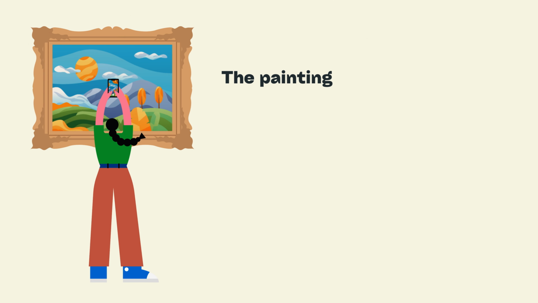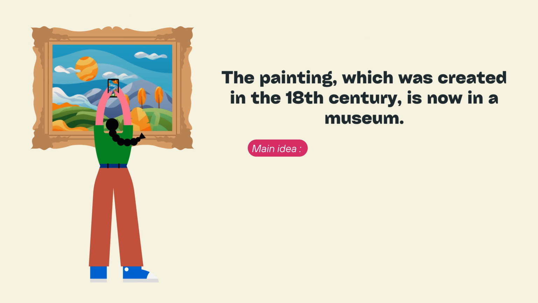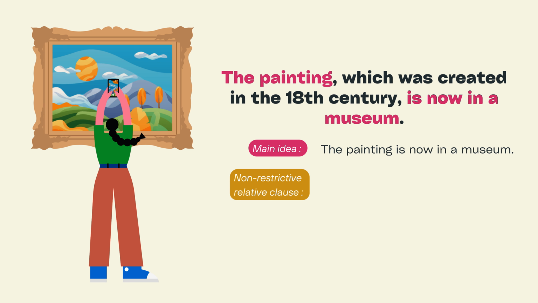Example: the painting, which was created in the 18th century, is now in a museum. The main idea: the painting is now in a museum. The non-restrictive relative clause: which was created in the 18th century.